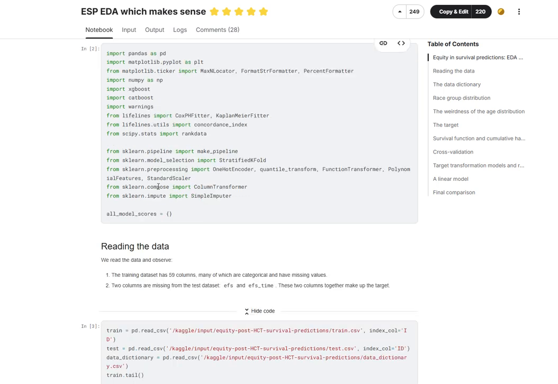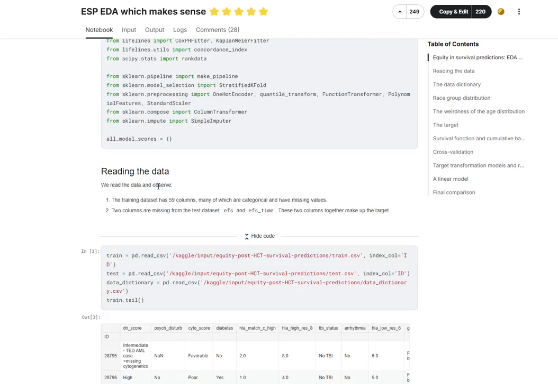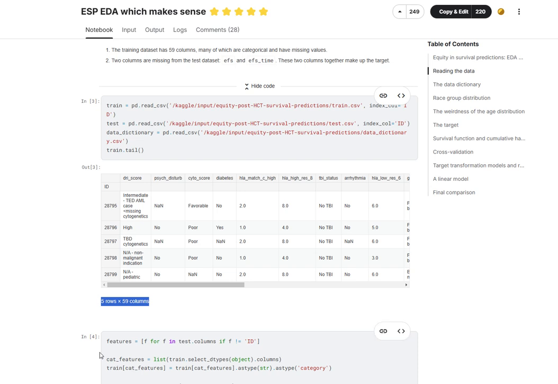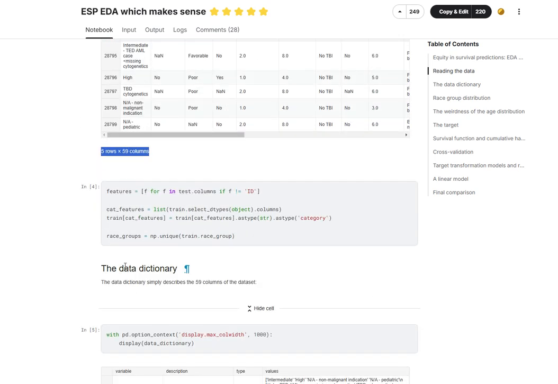Here, the notebook reads in the training data, test data, and a data dictionary. The training data has 59 columns, representing different patient characteristics. Crucially, the test data is missing two columns, EFS and EFS time. These two are our target variables, what we're trying to predict.